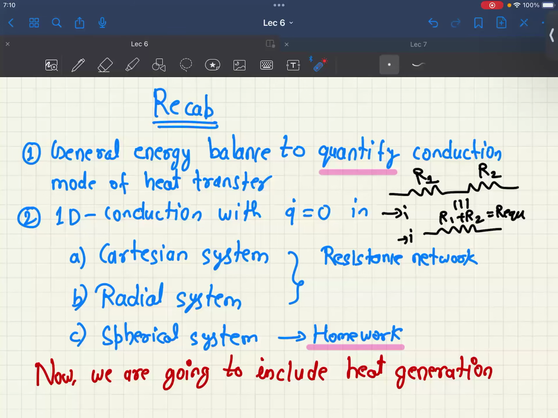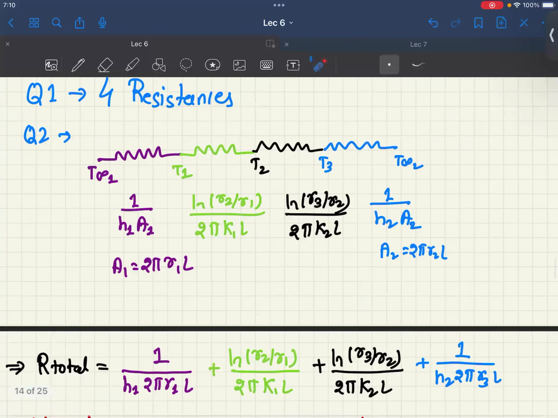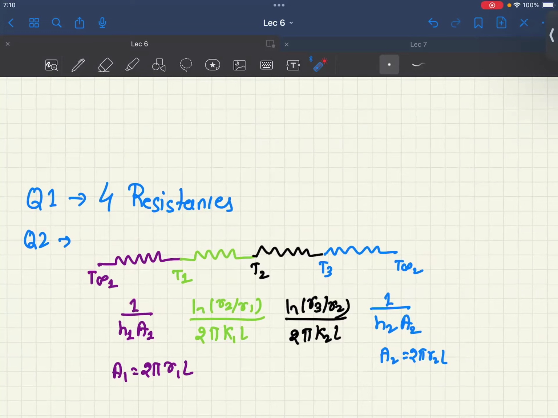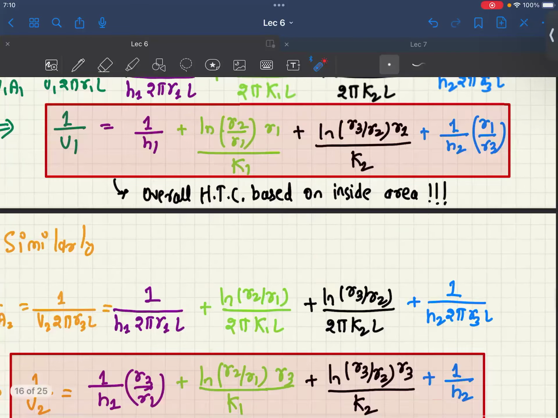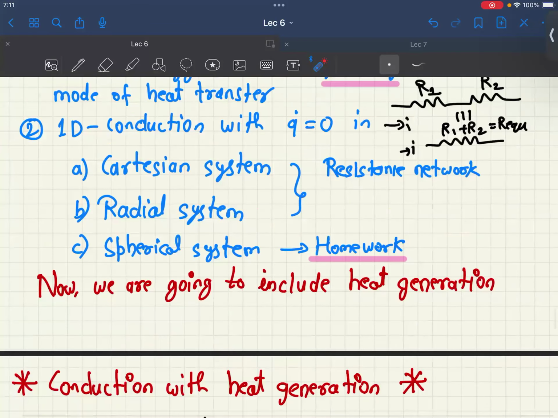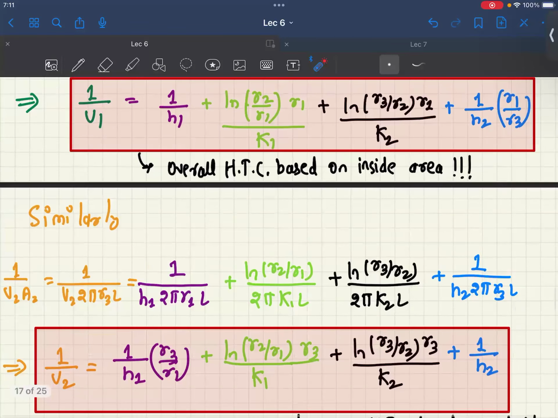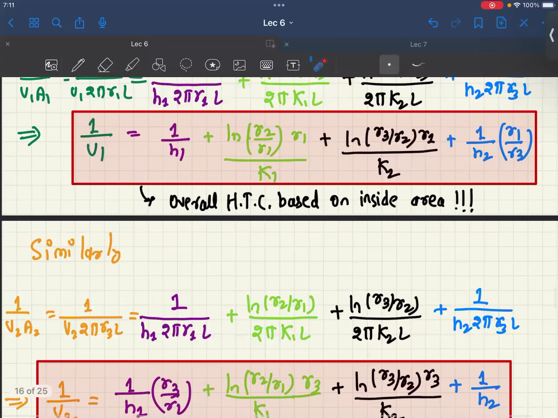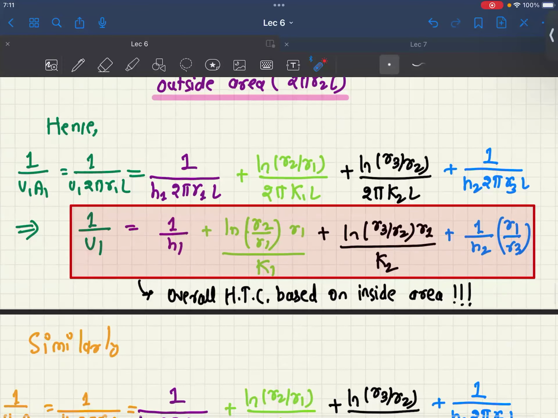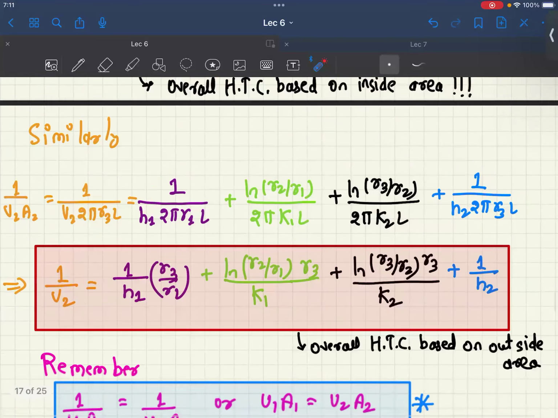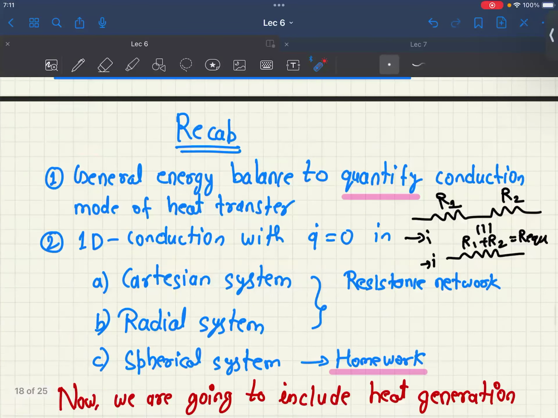Additionally, we have also studied the overall heat transfer coefficients for radial systems as well. So, for example, here this is the resistance concept which we have studied, right? Additionally, we have also studied how to compute the heat transfer coefficient and the overall heat transfer coefficient, right? This is dependent on the area through which heat transfer is occurring. For example, here we have a heat transfer coefficient based on the internal surface area, as well as a heat transfer coefficient based on the outside area, right? So we studied about this in this class.